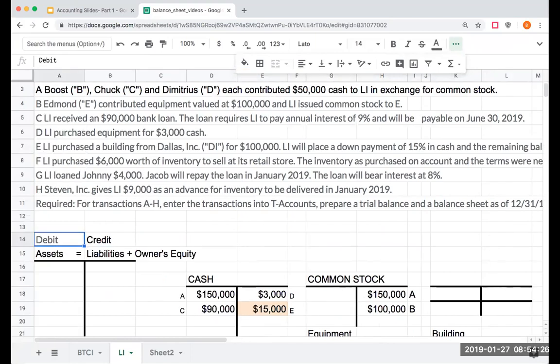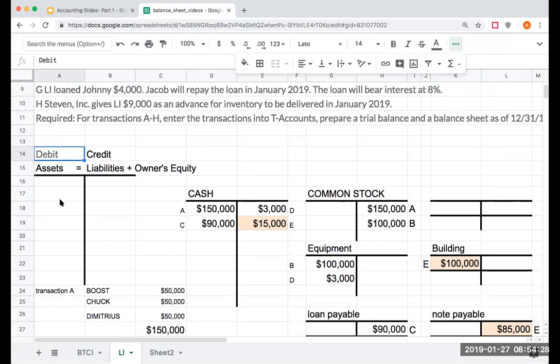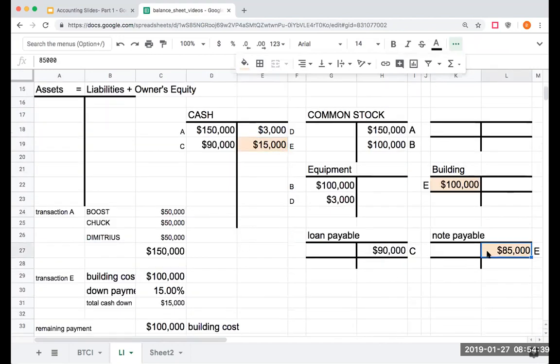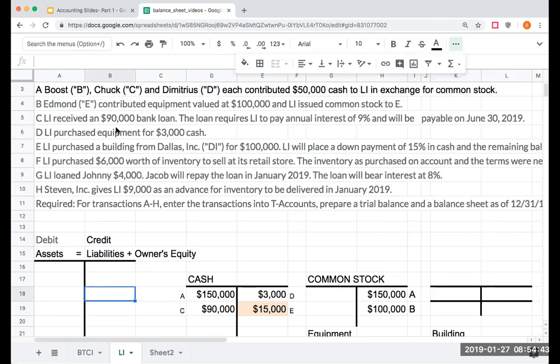Okay. And again, does it make sense? Getting a building, that's an asset. I'm showing that increase with a debit. I'm decreasing cash. I'm showing that decrease to cash with a credit. And then I'm increasing my liabilities by $85,000 because I've got to pay that money back.